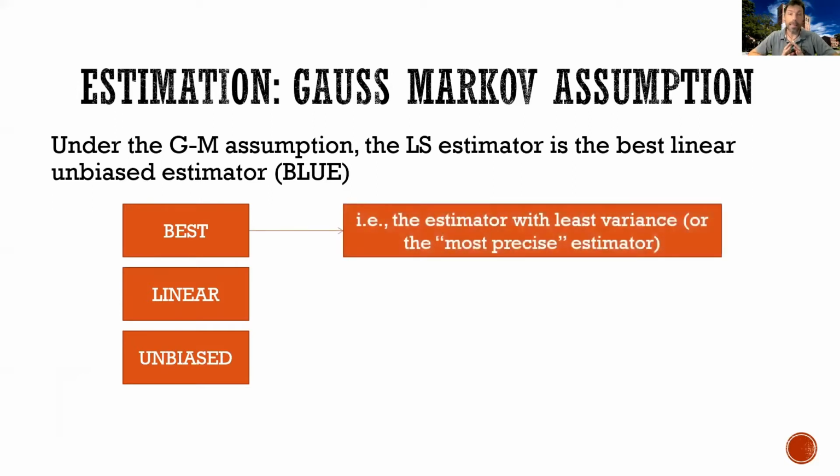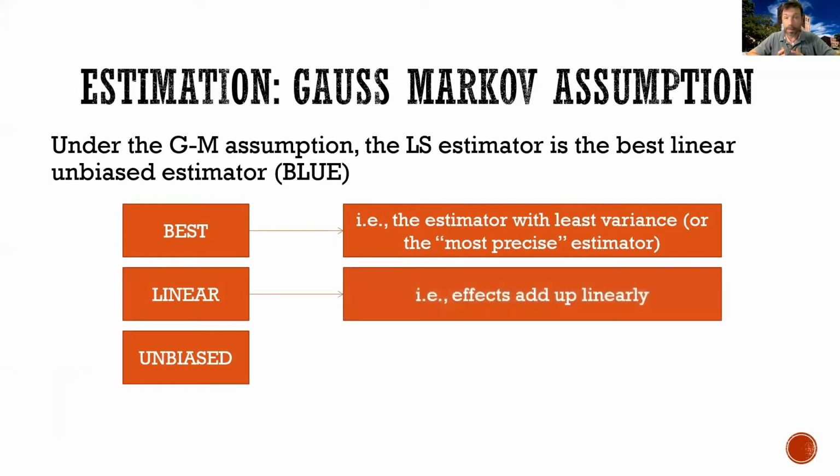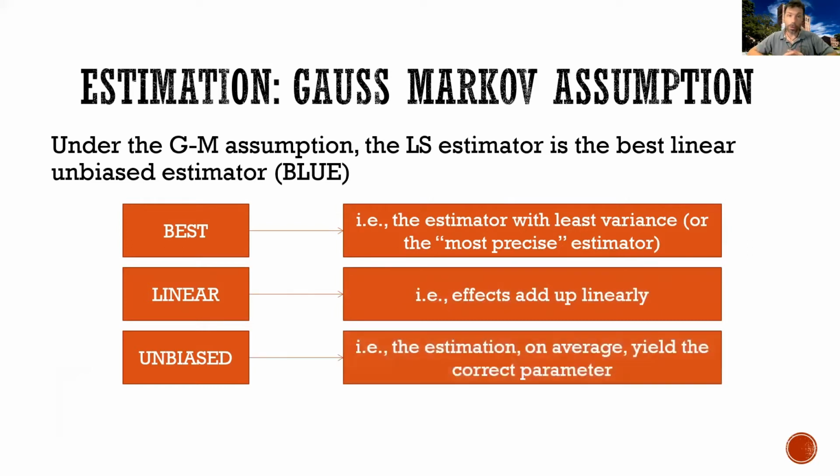Best means it is the estimator that has the least variance, or in other words, it's the most precise estimator of the parameter. Linear just means that the effects add up linearly. And finally, and crucially, unbiased, meaning this particular estimator on average yields the correct parameter.